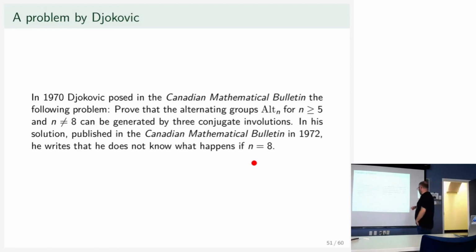A different thing, a problem of Djokovic. I was reading this journal, and I found this problem. You have to prove that the alternating groups A_n for n bigger or equal than 5 and different from 8 can be generated by 3 conjugate involutions. Two years later, this guy published a solution, but he was not able to say what happens in this case. He wrote in this solution that he doesn't know what happens here. Well, let's solve this. Okay.